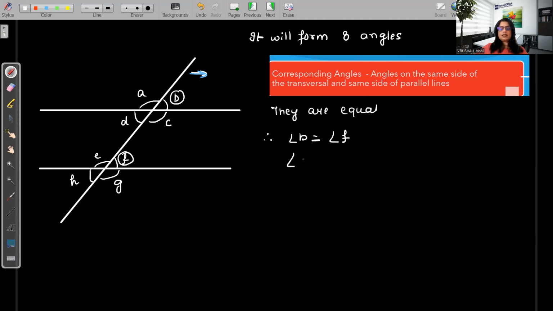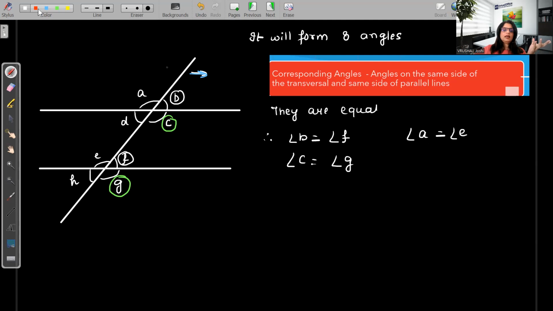Then angle C is equal to angle G. Correct? Which is angle C? This is angle C. Which is angle G? This is angle G. Correct? Now we have the other pair as well. What is the other pair we have? We have angle A is equal to angle E.